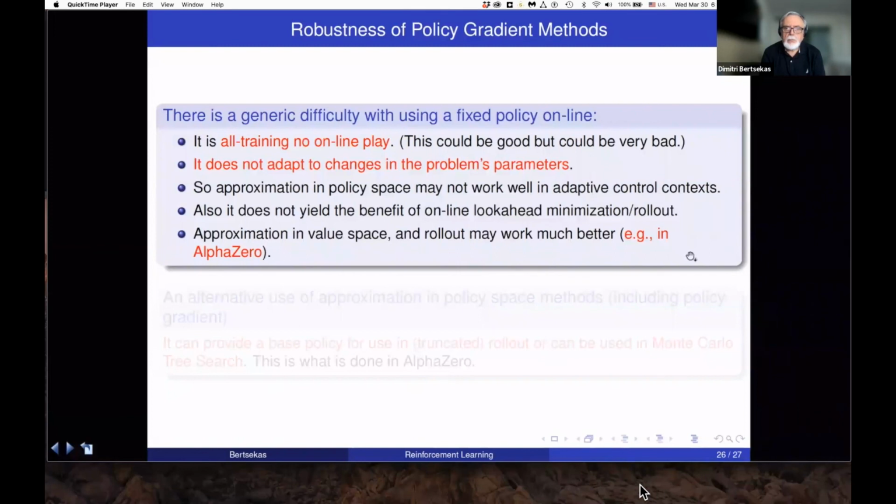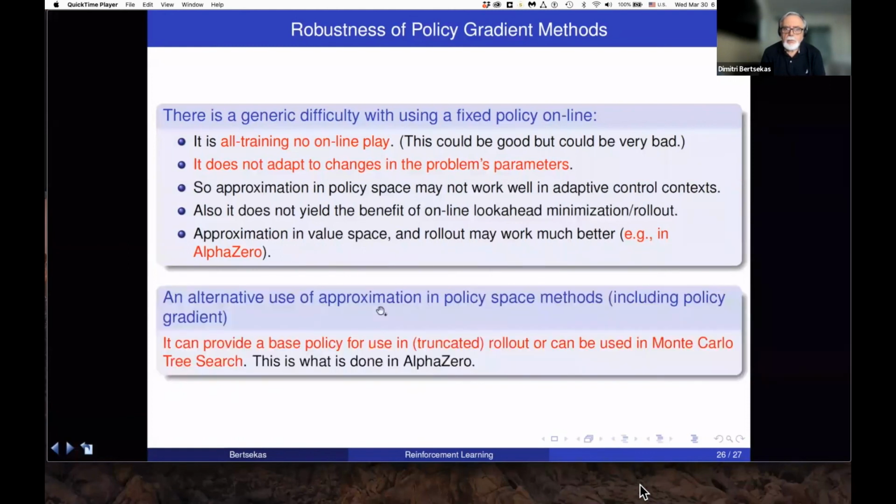Using a fixed policy does not take advantage of this rollout bump in performance, and also cannot deal very well with adaptive control situations. So here's an alternative use of approximation in policy space, which is like what is done in AlphaZero. It can provide a base policy to be used in truncated rollout and multi-step look ahead, including possibly Monte Carlo tree search. And this is similar to what is done in AlphaZero.